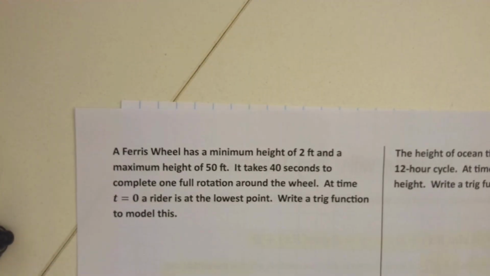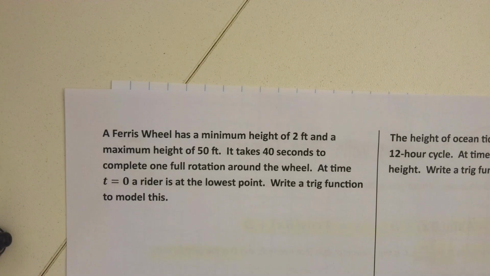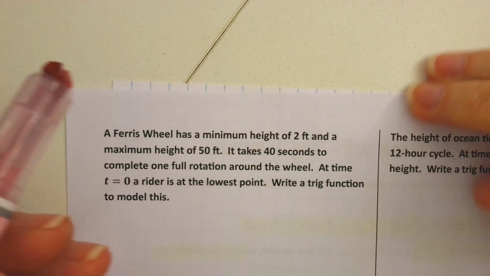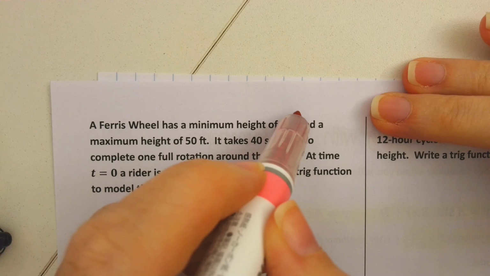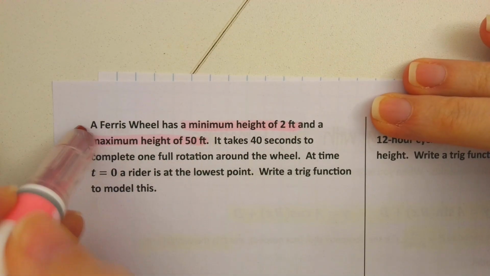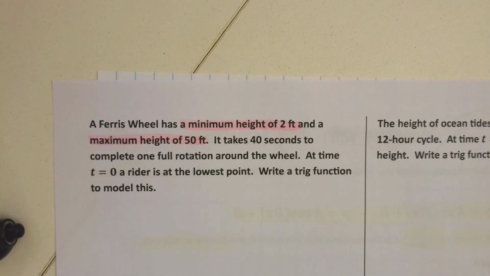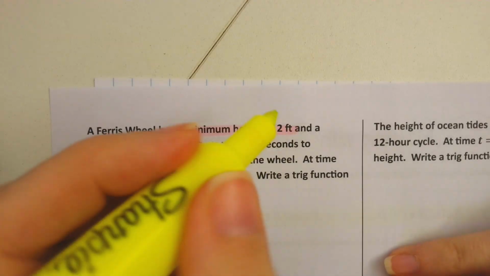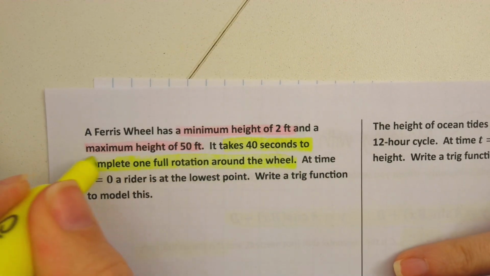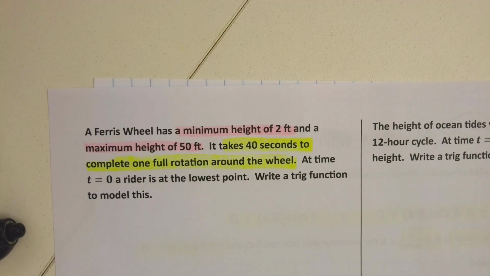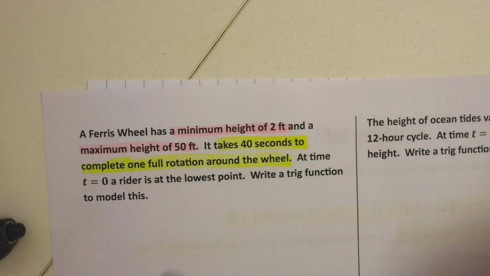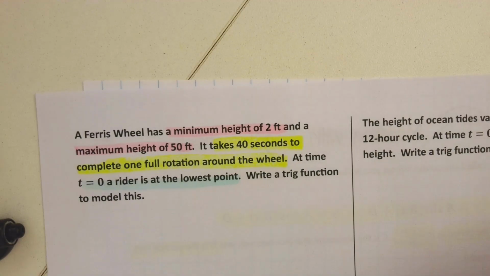All right. The Ferris wheel has a minimum height of 2 and a maximum height of 50. Well, that's going to help us figure out our vertical shift and our midline. It takes 40 seconds to complete one full rotation around the wheel. At a time of t equals 0, the rider is at the lowest point. That's going to help us figure out what the graph looks like. Write a trig function to model this.